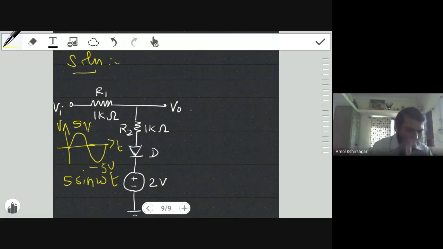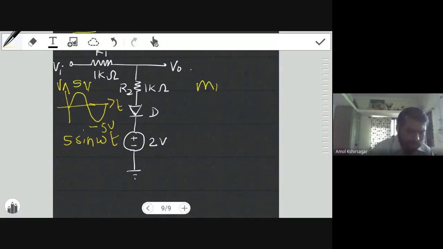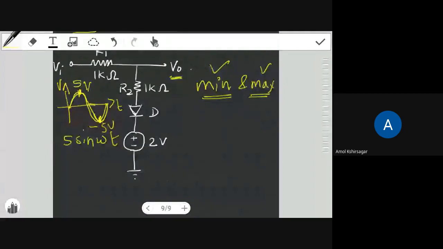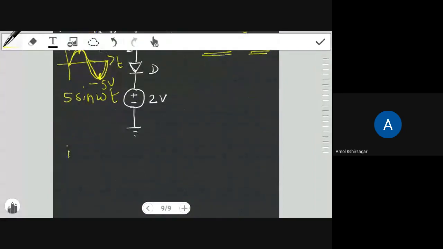So we have to find the output for minimum and then maximum. Minimum followed by maximum. See, the order you cannot reverse because it is first minimum, then maximum. In our sine wave, we can see over here that there are two points, maximum and minimum. This maximum point is 5 volt and the minimum point is minus 5 volt. We have to obtain the output V0 for it.